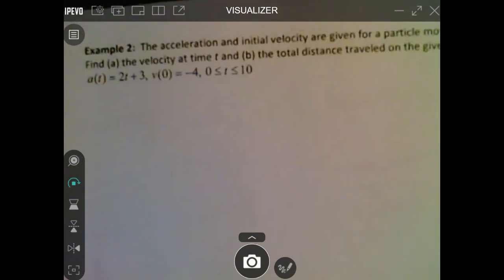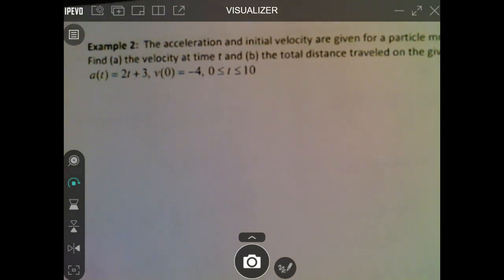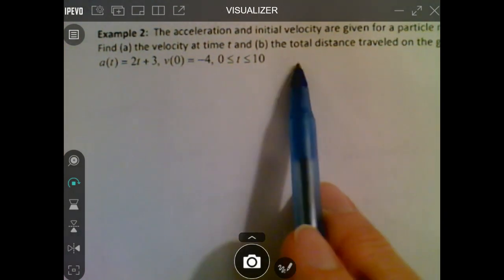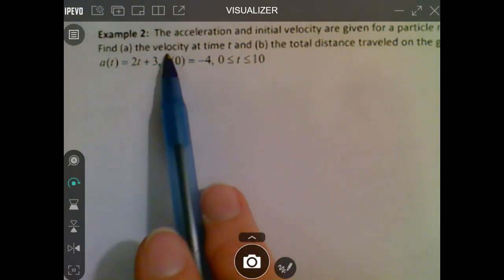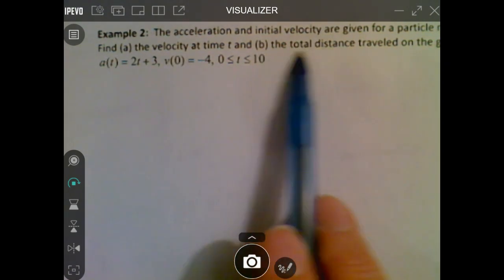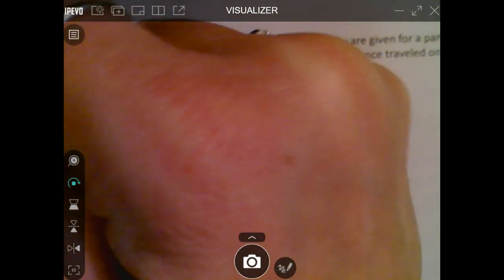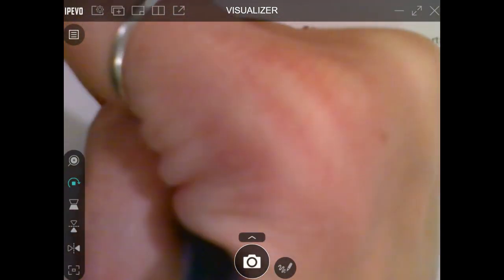All right, we'll look at one more example here. This one is actually giving us an acceleration function and an initial velocity. So first thing I need to do is figure out what the velocity function is, because in order to do total distance, I need to know what the velocity is, because the total distance, remember, is the integral of the absolute value of velocity. So here's where those initial conditions come back, and I need to work backwards from a of t, which is 2t plus 3.